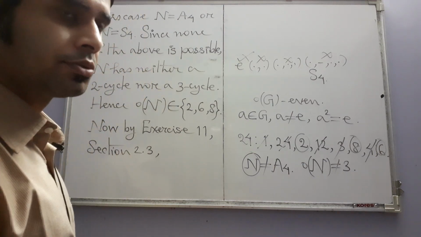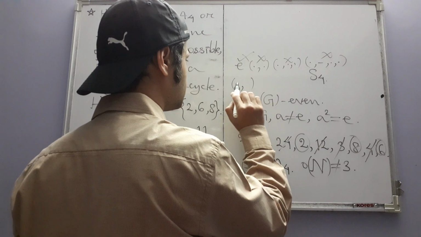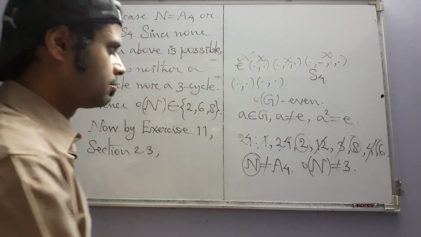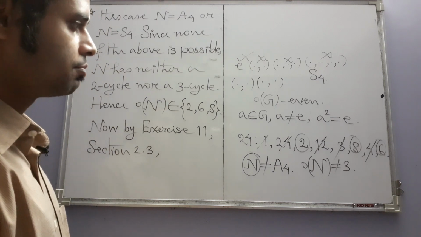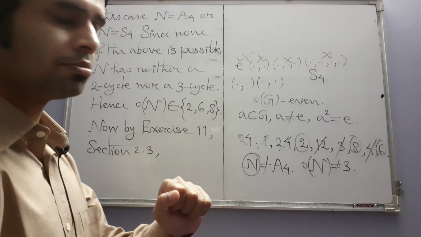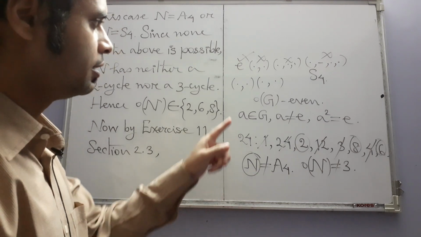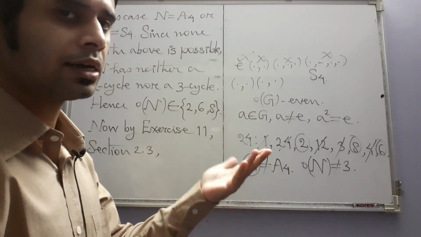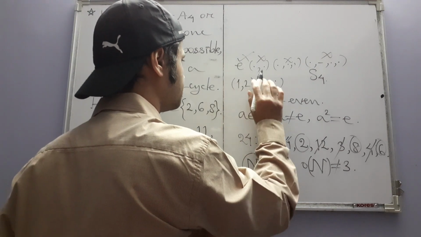But we are left with only this type of elements, products of 2 disjoint 2 cycles. Why 2 disjoint 2 cycles? That's because we have only 4 symbols whose permutations we are considering in S4. So once we use 4 of them, we have run out of symbols. For example, you can consider this element.